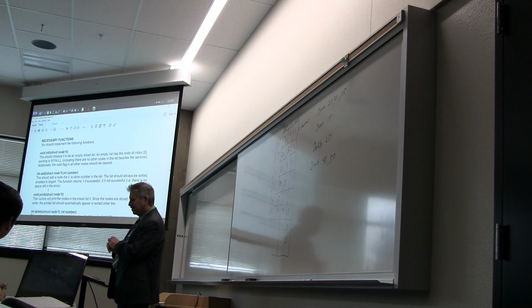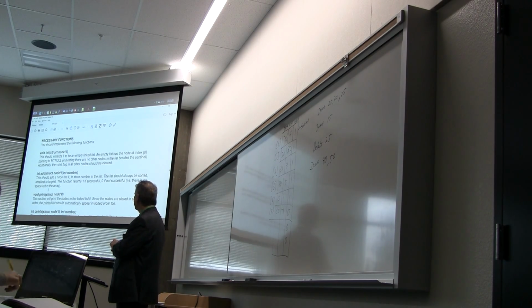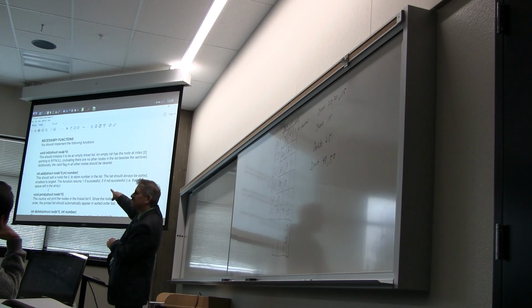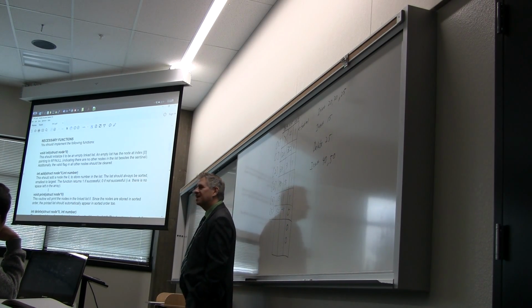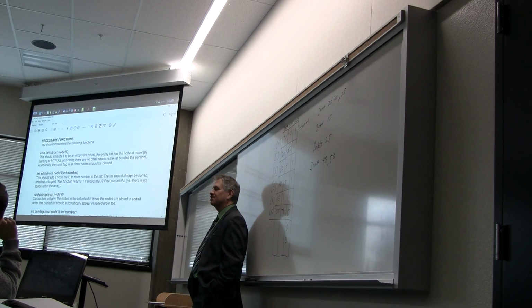Then you write a routine called add. And add takes 2 arguments. It takes your linked list, that's the array of nodes, and it takes an integer, which is number. And you want to insert that into your linked list in order, so that your linked list is always ordered from smallest to largest. So what do you do?